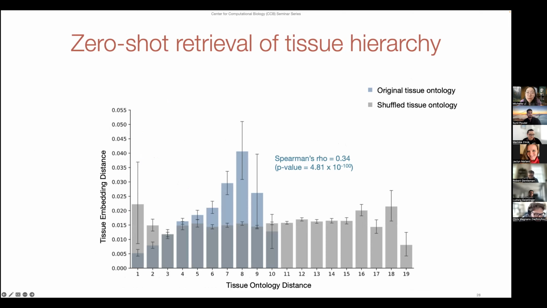And furthermore, we quantify how well our embeddings can reflect the tissue hierarchy. So here we're looking at the embedding distance of AWARE's 62 tissue embeddings as a function of tissue ontology distance. A well-performing model would give us a positive correlation, meaning that the farther away the nodes are according to the tissue hierarchy, the more dissimilar the tissue embeddings are. And this is exactly what we see here. And compared to a null distribution, we in fact see a positive correlation between the tissue ontology distance and the tissue embedding distance.